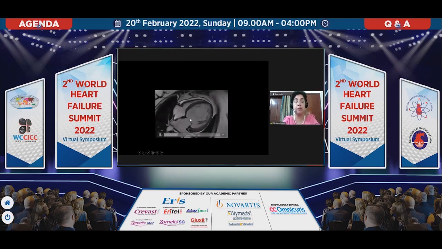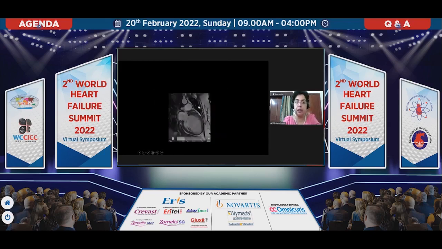I'm only showing some representative sequences, which showed dilatation of the left ventricle, as well as hypokinesia of the septum. So when we talk about hypokinesia, we're actually looking for wall thickening during systole. This is a 2-chamber view, again a cine sequence, and it shows us the anterior and inferior wall, and there is poor wall thickening of the anterior wall.